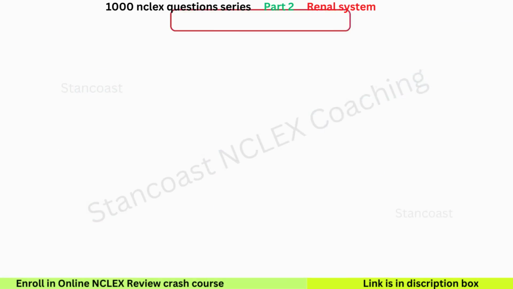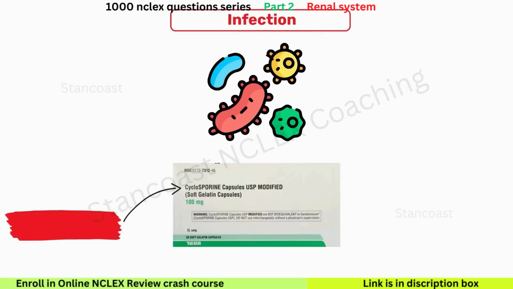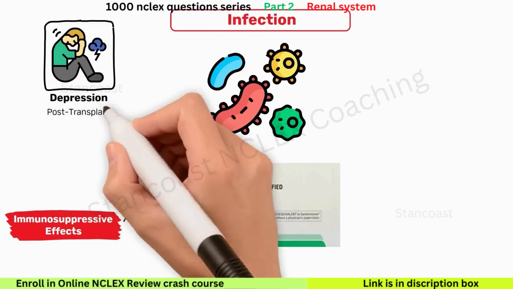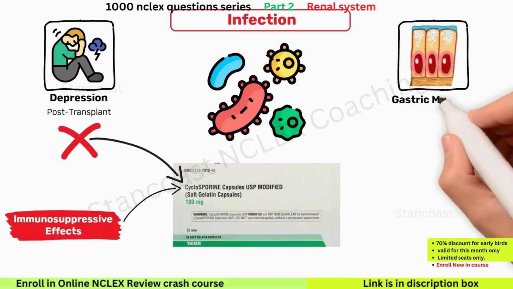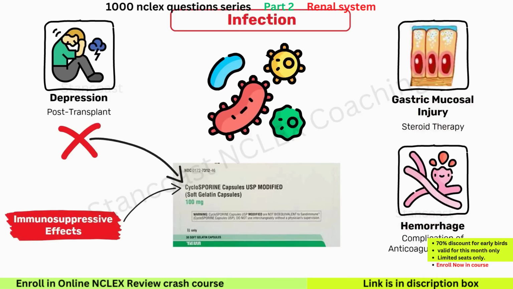Infection. Infection is a significant concern with cyclosporine therapy due to its immunosuppressive effects. While depression may occur post-transplant, it's not directly associated with cyclosporine. Gastric mucosal injury is more commonly linked to steroid therapy, and hemorrhage is a complication of anticoagulant therapy.